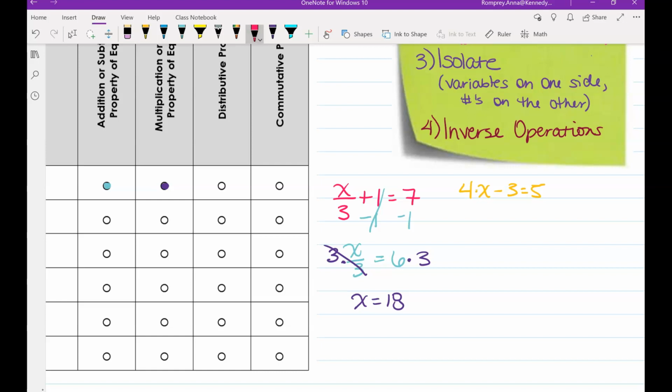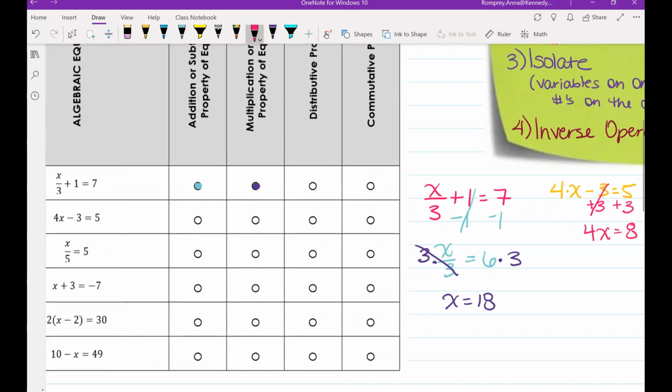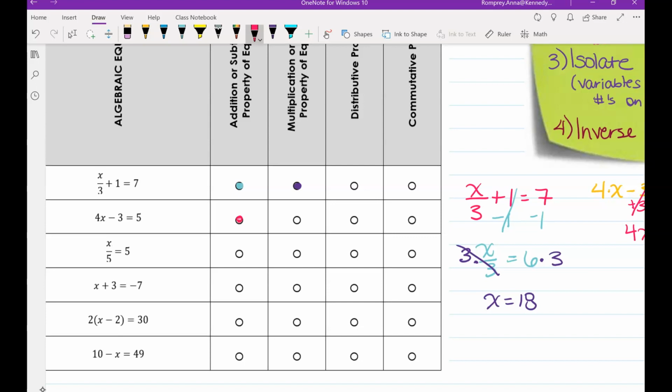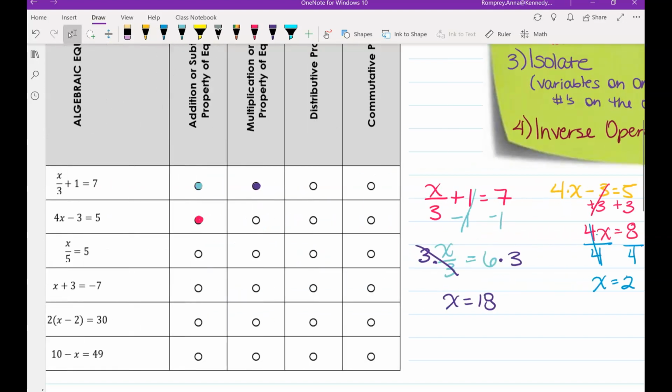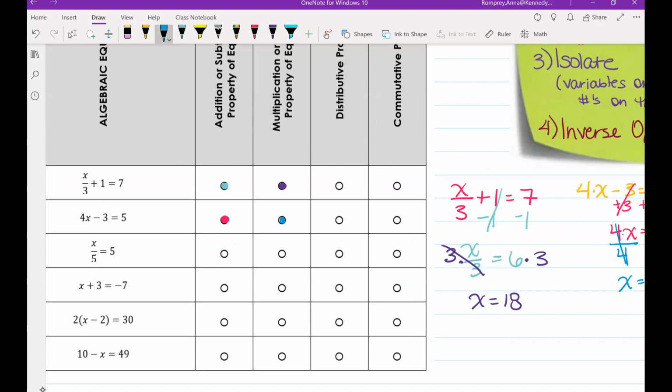Alright, so again, PEMDAS in reverse. Let's undo that addition and subtraction. So since we're subtracting 3, we are now going to add 3. So 4x equals 8. So we just used the addition property of equality. And come back over. Now, again, 4 times x, so instead we are going to divide by 4, because anything divided by itself is 1, so we are left with 1x equals 2. So we use division.